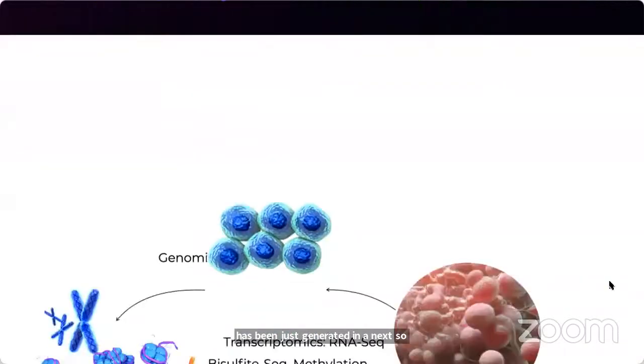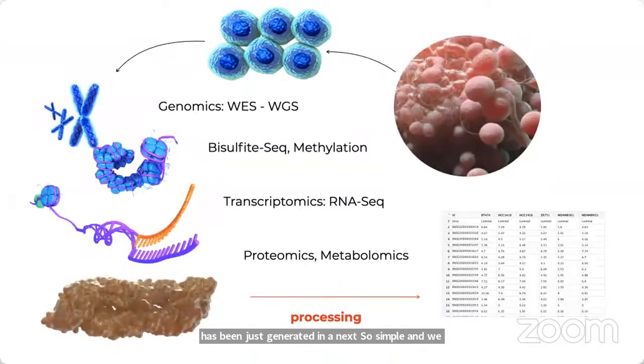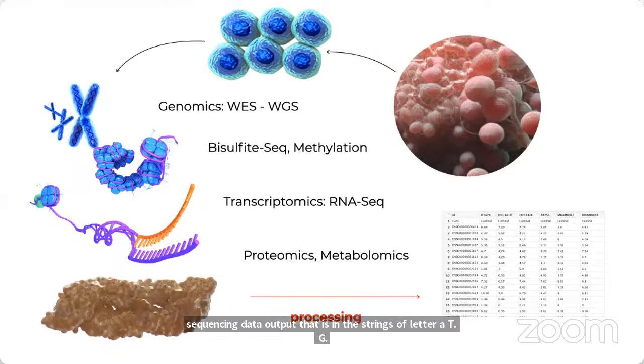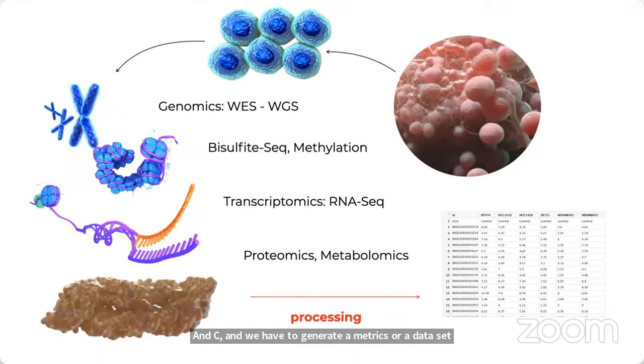And we spoke about structuring data to understand the processes and the trends in the data. So how do we structure omics data? In order to structure omics data, we need to take the raw sequencing data output, which is in strings of letters A, T, G, and C, and generate a matrix or data set of a combination of continuous and categorical data that can be analyzed using statistical methods. To do this, we organize a specific set of processing steps in sequence that we often refer to as an analysis pipeline, and these are specific to each type of omics data.